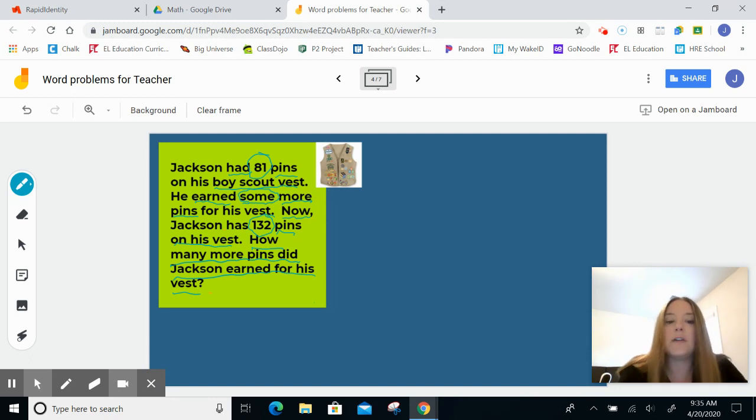All right. Now that we've thought about the word problem, let's write the situation equation. Remember, the situation equation matches what's happening in the word problem. So Jackson had 81 pins. So my equation is going to start off with 81. Jackson had 81 pins on his Boy Scout vest. He earned some more. The words earned and more tell me that I'm going to add. I don't know how much more he got, so how many more pins he got. So I'm going to draw a box for the unknown for the word sum.